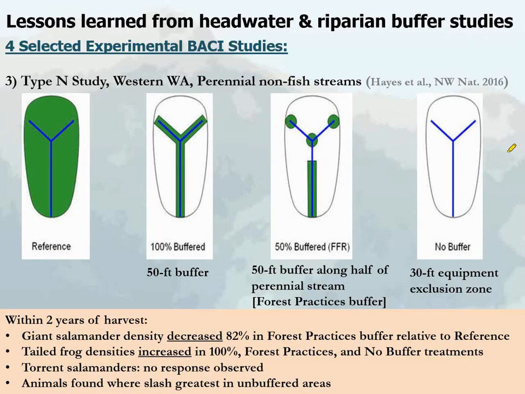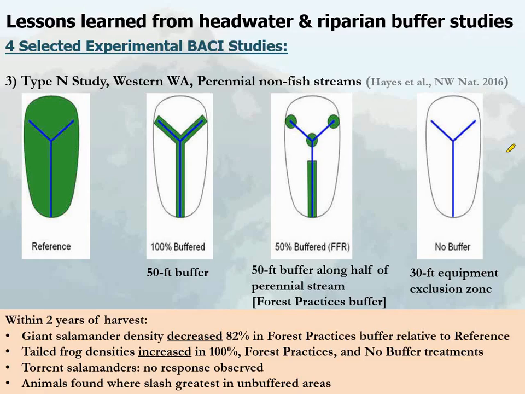Another study, the Type N study in Western Washington, and many of you might be familiar with this, and I was fortunate to hear Mark Hayes speak on this just a couple weeks ago, and his abstract is where I got the bullets at the bottom, which will be published in Northwestern Naturalist the fall of this year.